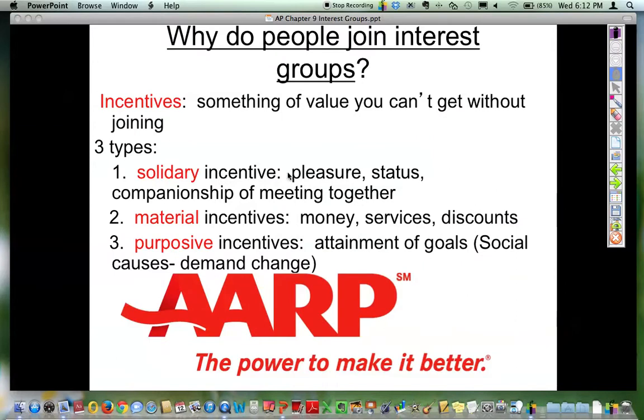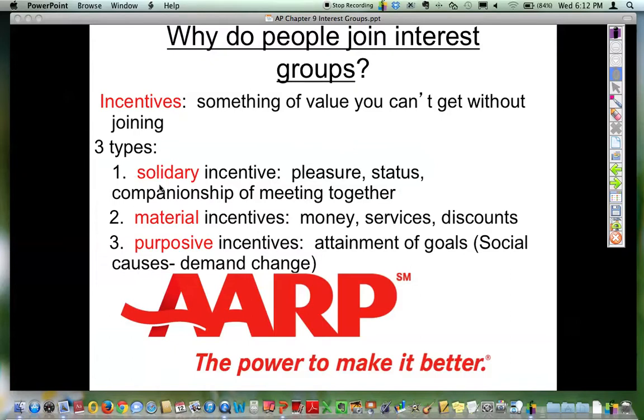Why would anyone join an interest group? Well, this is where you decide that you want to make a difference. And so some people join just to get incentives. An incentive is something of value you can't get without joining. So say, for example, your grandma or grandpa wants a discount at a restaurant or a discount at the movie theater or a discount at a hotel. When you join these groups, you might get 10 to 15% off at different restaurants around the country just for doing that. Just for joining. So different types of incentives.